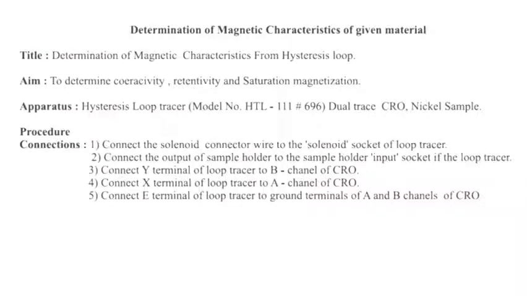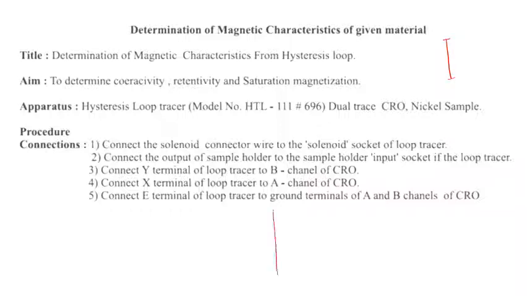In this experiment, we are going to measure the magnetic characteristics of a given material. Here we have a small nickel or iron rod, like a needle. We have to calculate its magnetic characteristics.